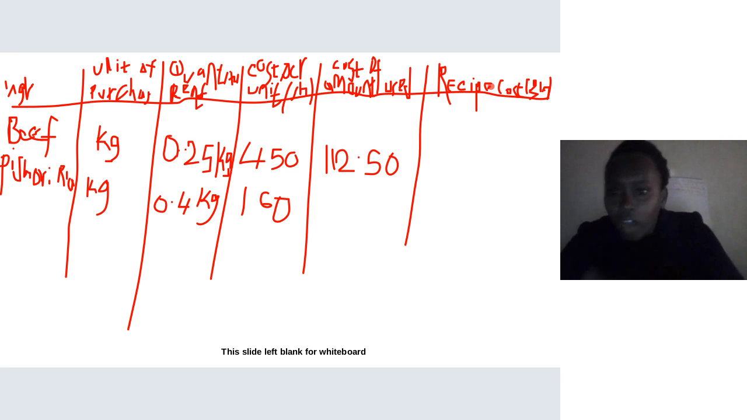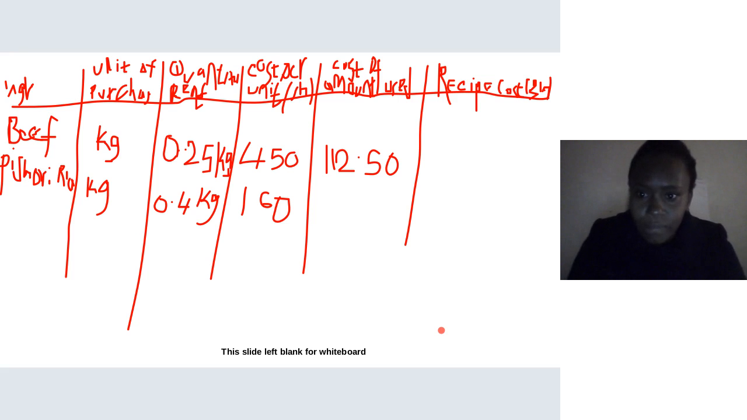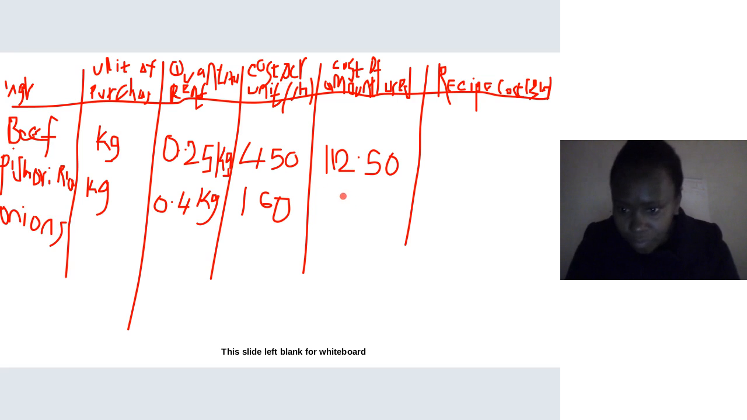Remember, the recipe cost is the cost of all the ingredients. So we are not going to affect this column until you're done with all the ingredients. Now, can you calculate 0.4 times 160? 64. Yes, you get 64. Try and make sure that they are aligned, like the 2 in 112.5 being the last digit in the ones goes together with 4, which is the ones in 64. So you make sure you don't write them haphazard. When you align them well, it will be easier when you add. It is not going to give you trouble.